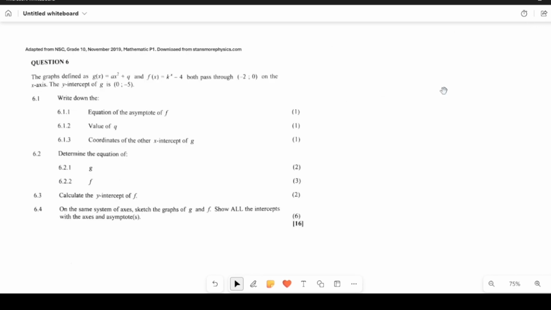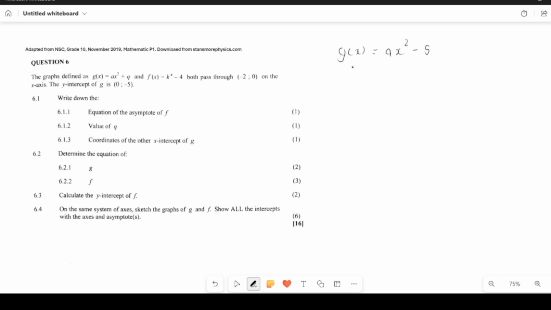Okay, so to find the equation of g of x, we write that g of x is equal to ax squared minus 5. Remember that I've already discussed that minus 5 is the turning point and the y-intercept of g. So now what I have to do is I can just substitute a point and I can solve for a.